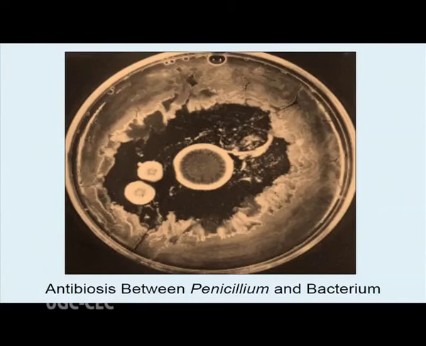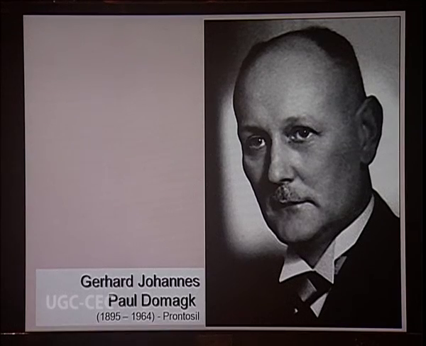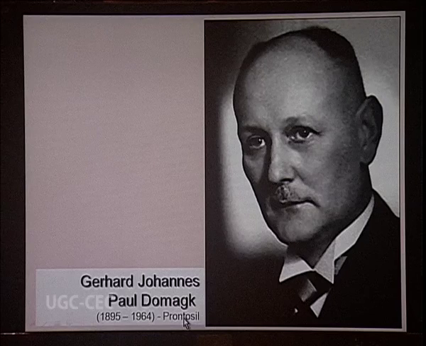1928. Sir, this one is the original plate. Yes, absolutely. This is the original plate from where Fleming's observation led to the discovery of penicillin. And it was Gerhard Domagk who proved that there are some sulfur compounds which can be used in the prevention of different bacteria, commonly called the sulfonamides. The compound discovered by Domagk in the year 1932 is called prontosil.